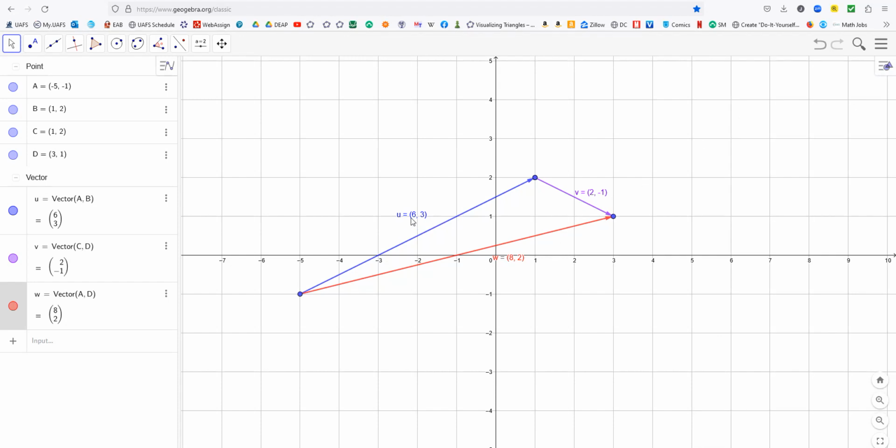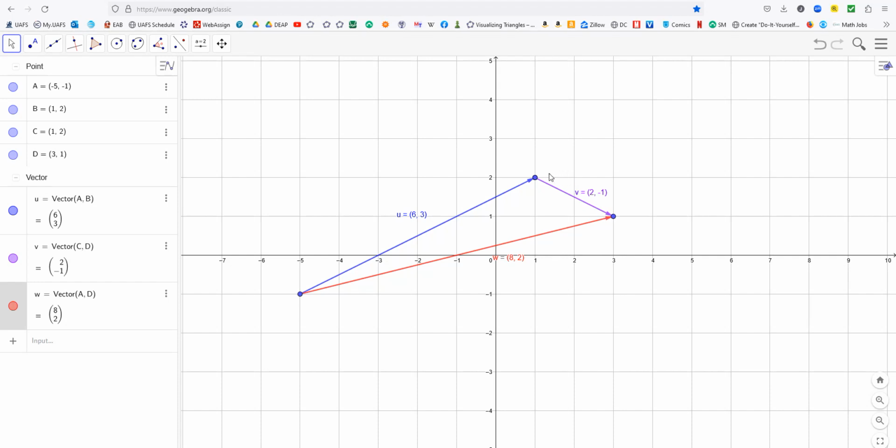Okay, look at the numbers here, 6, 3, and 2, negative 1. Can you use those numbers to get to the 8, 2? Well, hopefully you saw that you just add the 6 and the 2 to get the first x component, and add the y components, 3 and negative 1, to get 2. So ultimately, we went 6 right on the first one, and 2 more right here. Here we went 3 up, but then 1 back down is a total of 2 up. So we ended up going 8 to the right and 2 up.